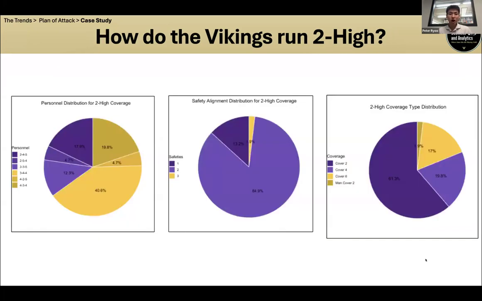And the three pie charts show how the Vikings use 2i. On 2i, they mostly use 3-4-4 by a significant amount, and they're most likely going to be running it with two safeties, which shows that they don't really disguise as much. And the last one shows that they're most likely going to do cover 2 when they're using a 2-high coverage.